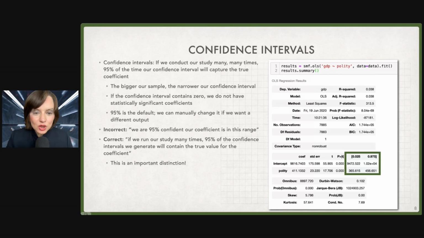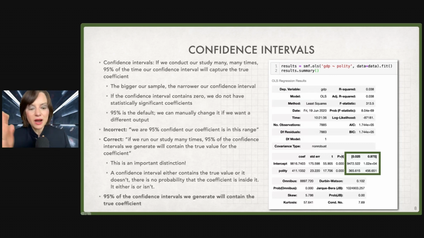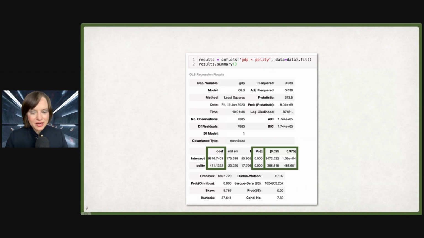And this distinction is super important. A confidence interval that we generate either contains the true value or it doesn't. There's no probability that it's in there. If I generate 100 confidence intervals, 95 of them will, yes, contain the true value, and 5% of them will not. So no probability, there either is or there isn't. So in other words, to say the whole thing again, 95% of the confidence intervals we generate will contain the true coefficient. This is a lot. So these are the 3 that I really focus on with my students in my intro data science course.